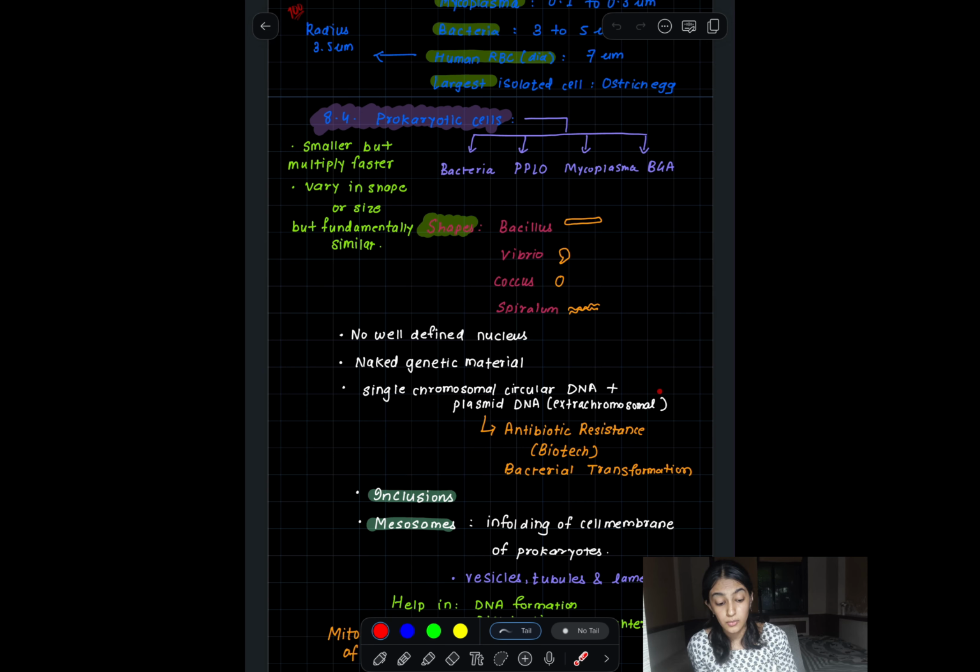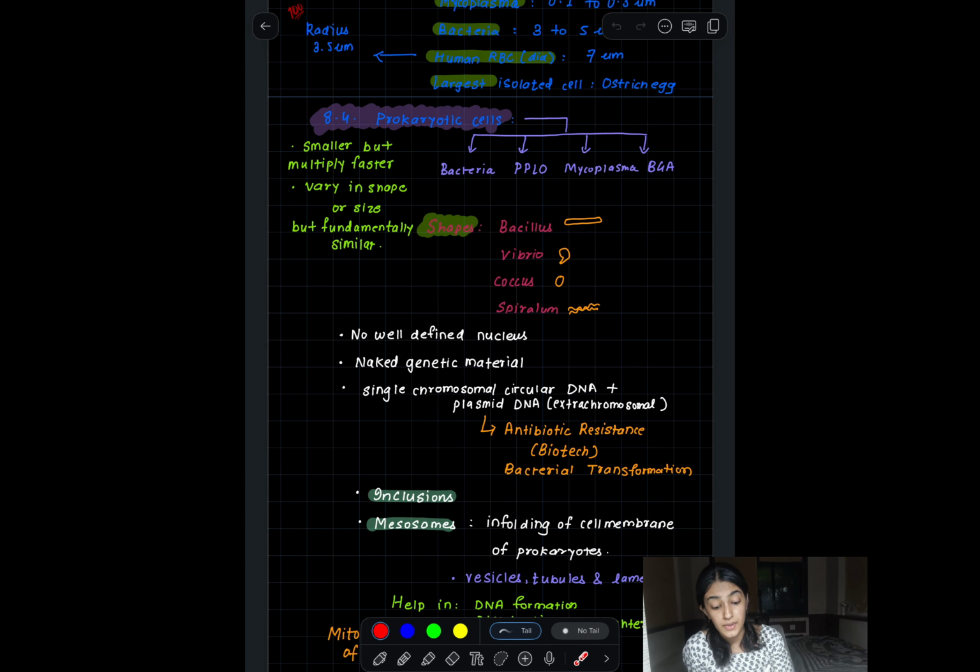They have a single chromosomal circular DNA and a plasmid DNA, which is extra chromosomal. Again, a very important question, that a plasmid is the extra chromosomal DNA. The plasmid DNA confers antibiotic resistance. We will study more about this in the biotechnology. If you are a dropper, you know what I mean. They also help the bacteria in transformation. This again you will study in biotechnology, so let's skip that.